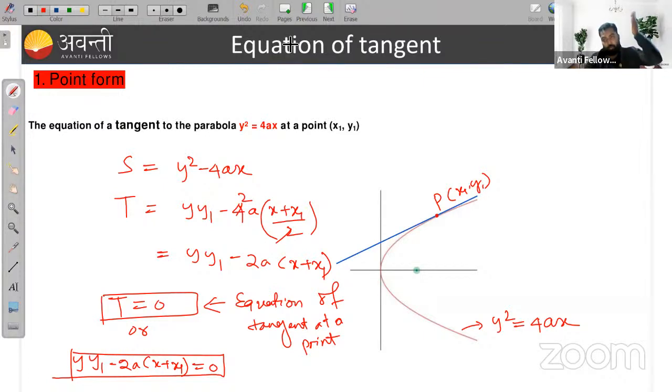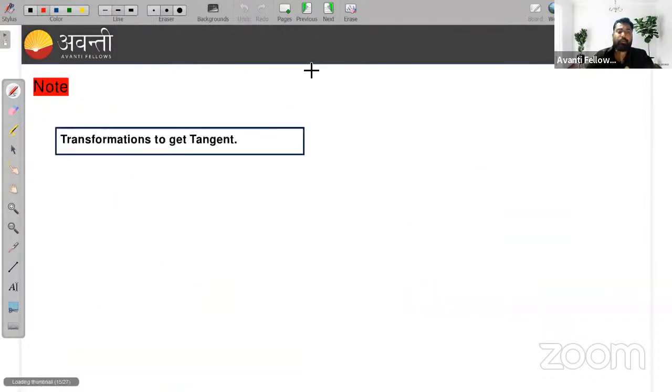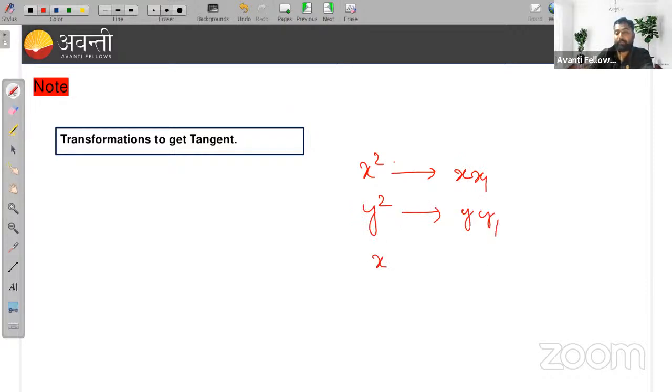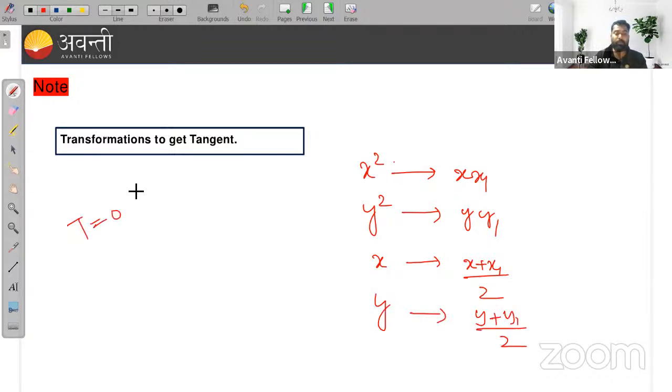So what are the substitutions in each case of conic section? What we are doing for circle we will do for parabola also, ellipse, and also for hyperbola. In place of x square, just substitute x1. If you have a y square, then in place of y square substitute y1. If you have x, then substitute (x plus x1) by 2, and if you have y, then substitute (y plus y1) by 2. Then T is equal to 0 will be your equation of tangent.